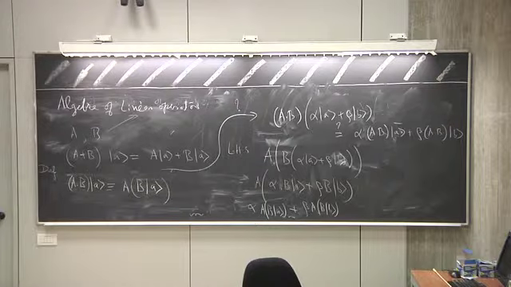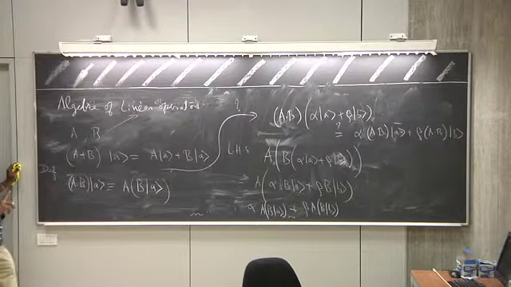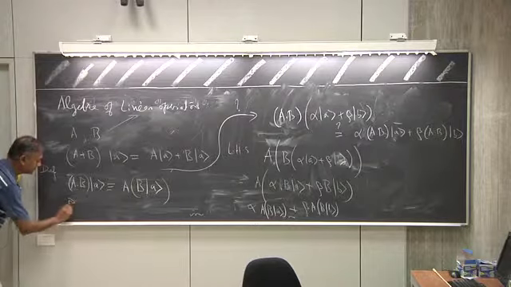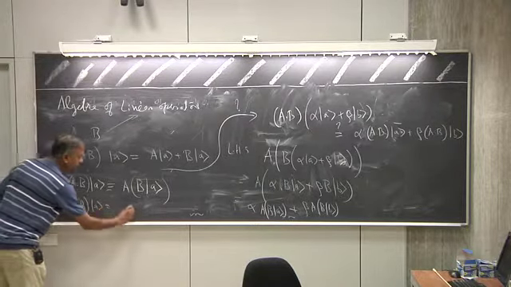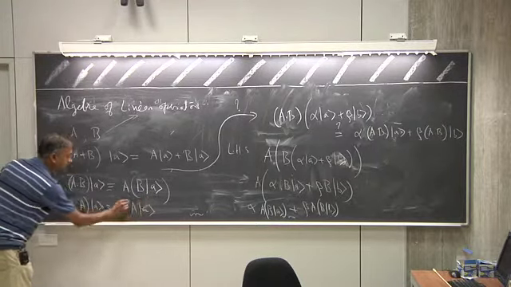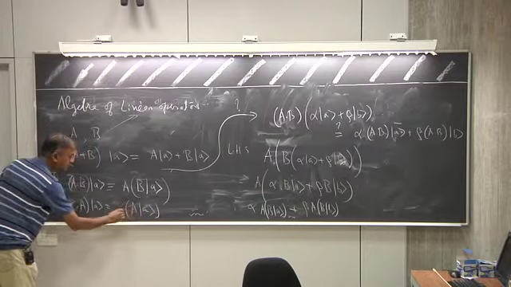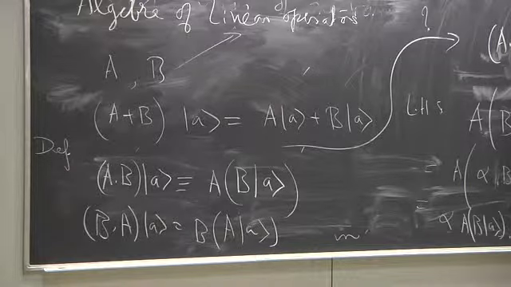However, I should caution you that A times B in general is not the same as B times A, right? Because if I take B times A acting on a vector A, this should be, first you apply A on the vector, then on the resulting vector you apply B. These two need not be equal, right? In general, they may not be equal.